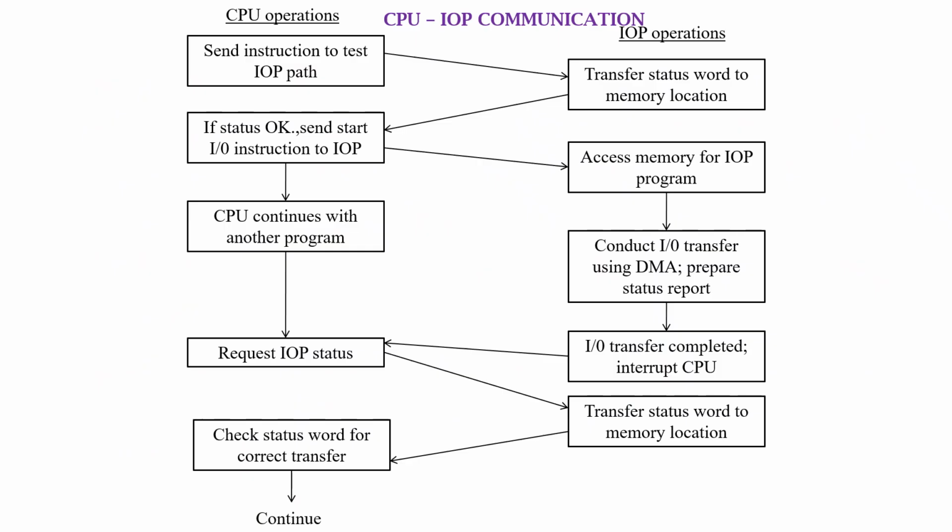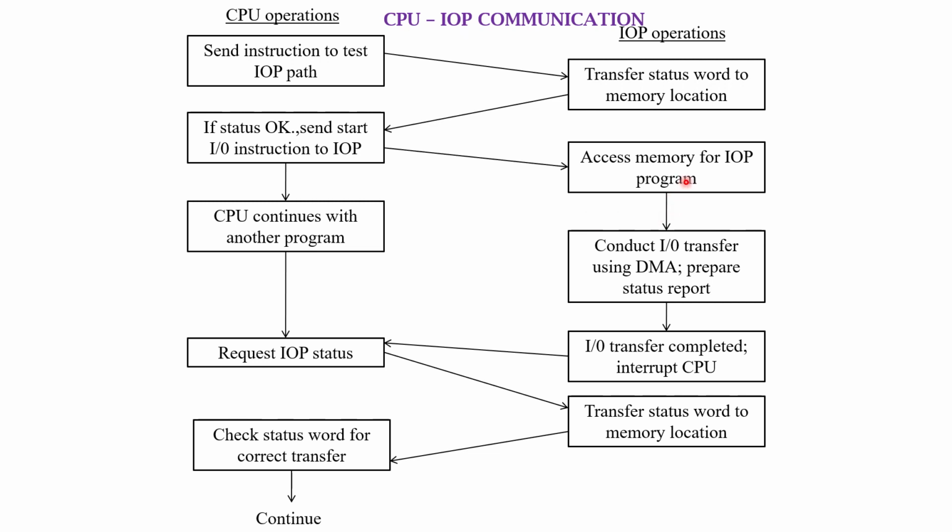And this diagram clearly explains how the CPU communicates with the IOP. Initially, it is the responsibility of the CPU to initiate the data transfer. So it sends an instruction to test the IOP path. The IOP transfers the status word to a memory location. It is not directly talking with the central processing unit. It stores one word in memory that represents status. If status is okay, the CPU reads the word from the memory. If status is okay, it sends a start IO instruction to the IOP.